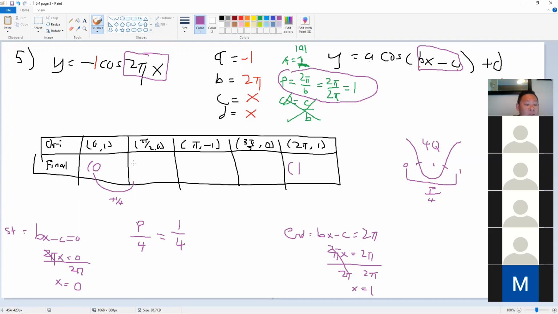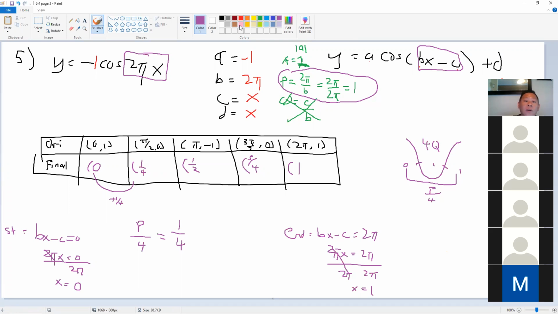So you have to add 1/4 to the next one. 0 plus 1/4 is 1/4. Then 1/4 plus 1/4 is 1/2. Then 1/2 plus 1/4 is 3/4. And then 3/4 plus 1/4 is 1. So this is how you figure out your x values: 0, 1/4, 1/2, 3/4, and 1. Now we need to figure out your y values.